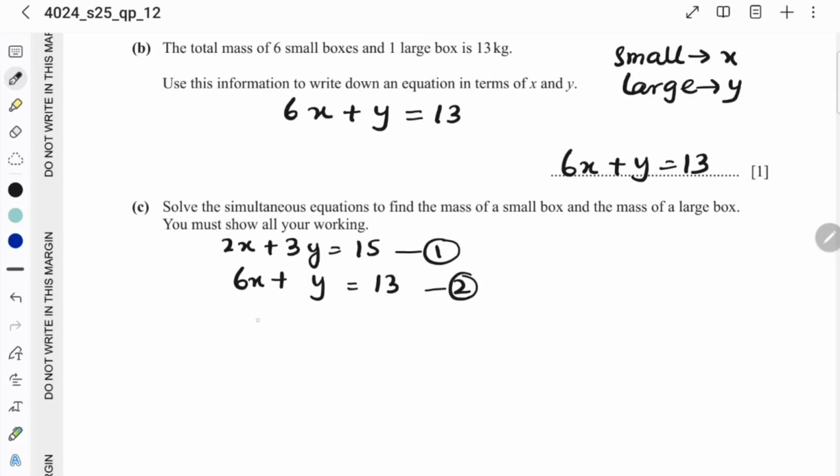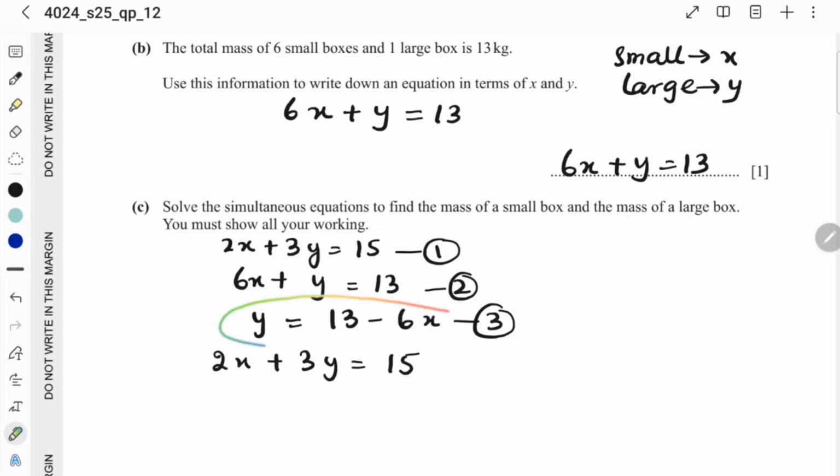Okay, so from the second equation I'm making the third equation, making y the subject: y equals 13 minus 6x, that is the third equation. Put the value of the third equation into the first one because it has come out from the second one, so we never put it back into the same equation. So 2x plus 3y equals 15 is the equation, and I'm putting the value of y here. Okay, so 2x plus 3 times 13 minus 6x equals 15.